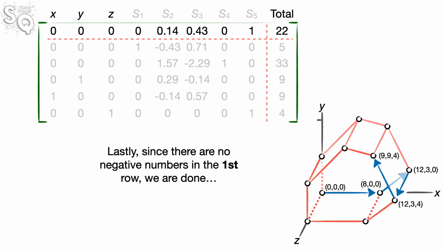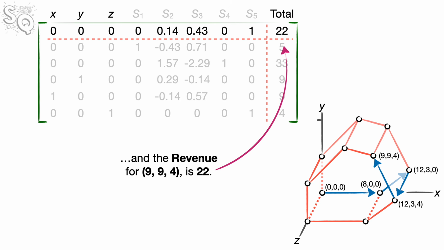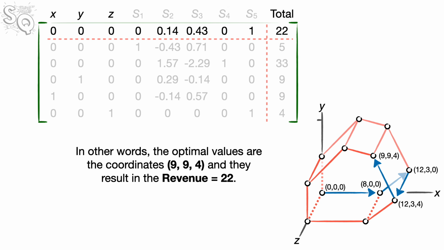Lastly, since there are no negative numbers in the first row, we are done. And the revenue for 9, 9, 4 is 22. In other words, the optimal values are the coordinates 9, 9, 4, and they result in the revenue equal to 22.